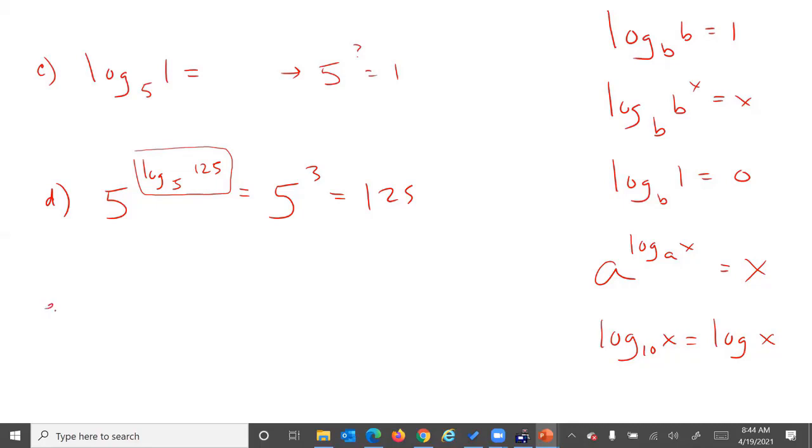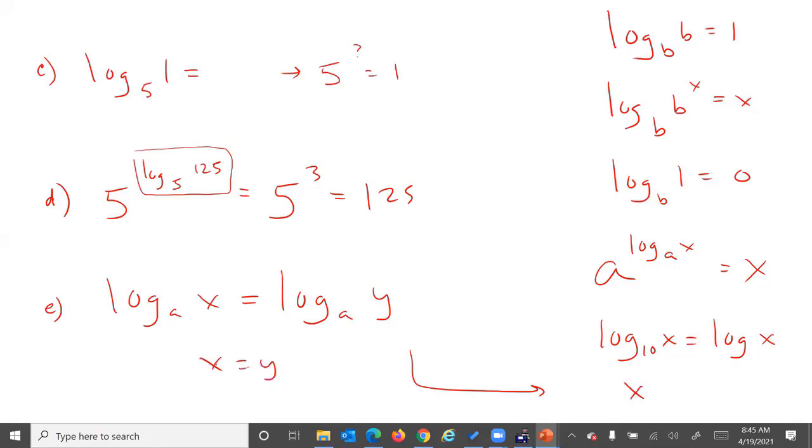Let's see. How about this? One more for Owen. Log base a of x. Ooh, tricky one. How about this? Log, it has to be the same base. What does that reduce down to? Isabel beat you to it here. It'll be x equals y.